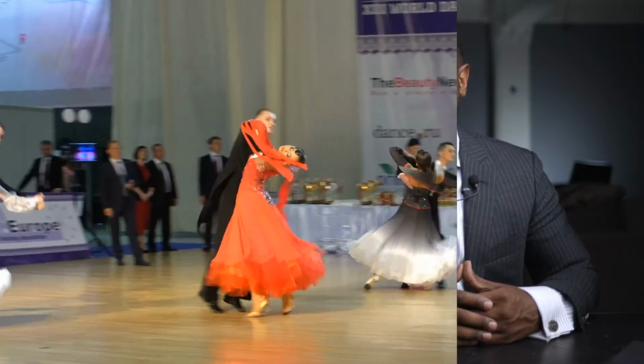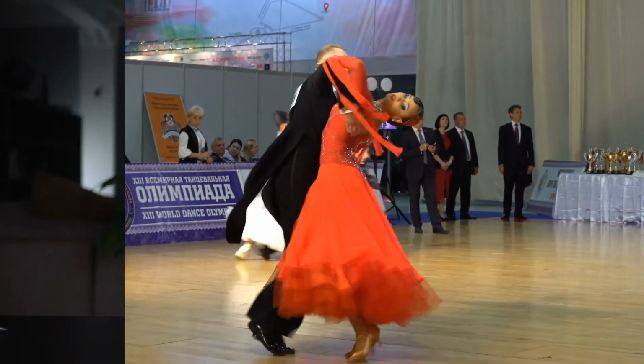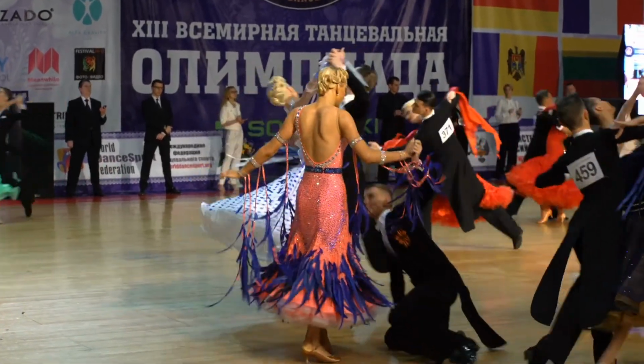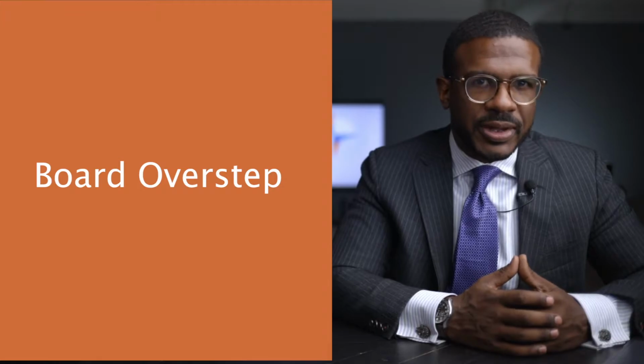Governance is a dance that happens between the management and the board. And if you don't agree on the song beforehand, you can have one group doing the cha-cha, while the other group is doing the waltz, and someone eventually steps on someone else's toes. So here's some examples of board overstep. You know what? Let's not do specific examples. Let me tell you why.